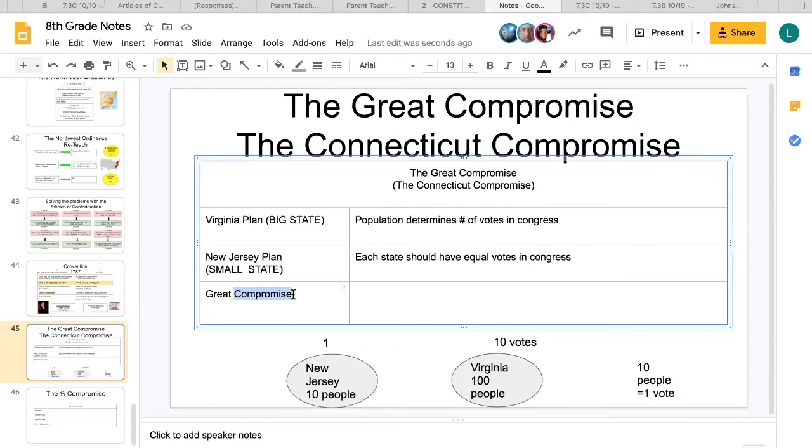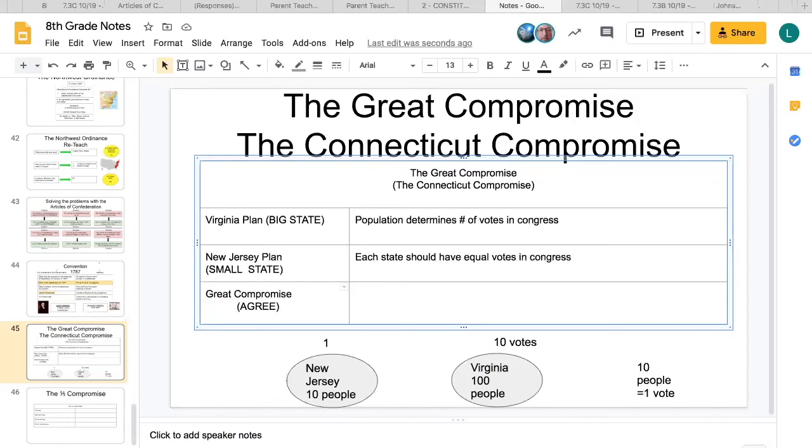We need to compromise. What does the word compromise mean? To come to an agreement. Come to an agreement. All right? It means agree. The great agreement, the great time when the big states and the small states come together to agree.